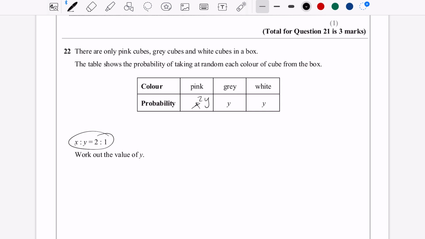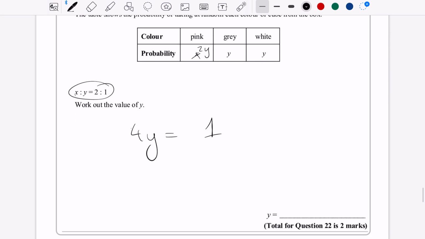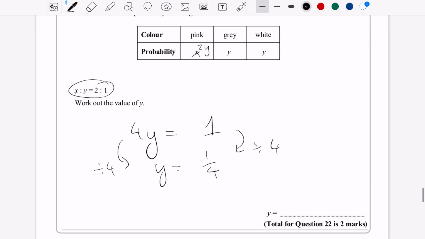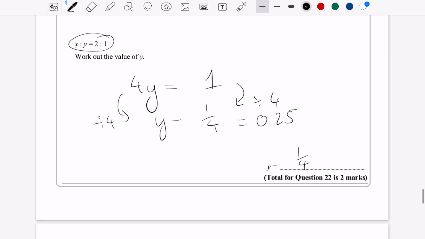So the total number of y's, we've got 4y in total if you add them up, and we know that probabilities always have to add up to 1. So 1 divided by 4. 1/4 would be fine. That would be your answer, 1/4. Or you could say 0.25, but it doesn't say you can't leave it as a fraction.